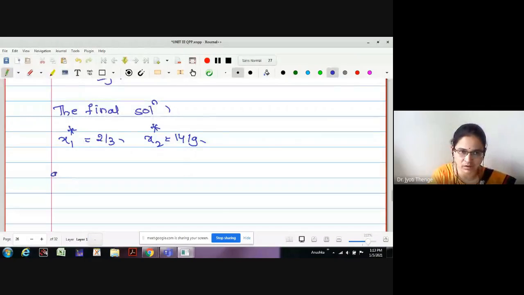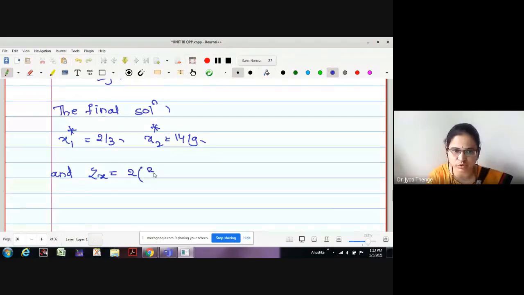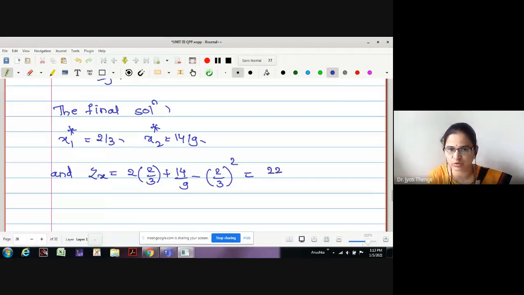And what is z of x then? Yes, z of x is 2x1, that is 2 into 2 by 3, plus x2, that is 14 by 9, minus x1 square. That is 2 by 3 in brackets squared. This gives me 22 by 9. And this is the solution.